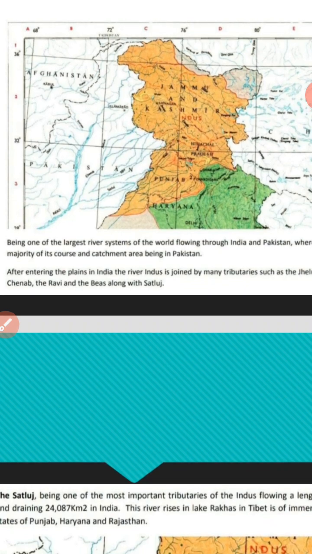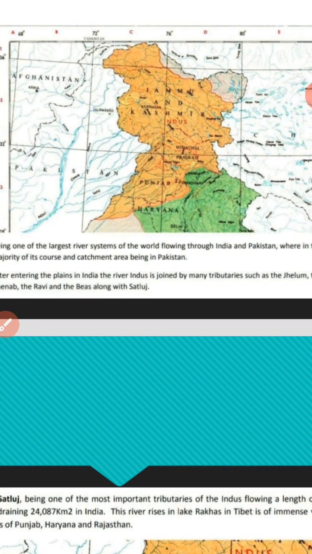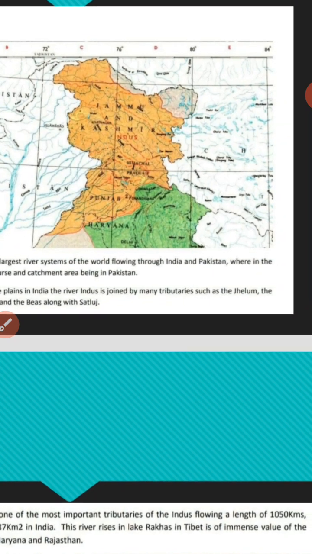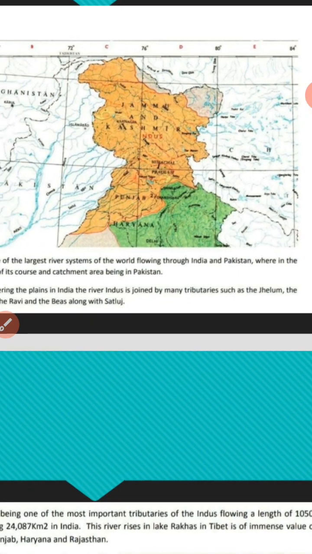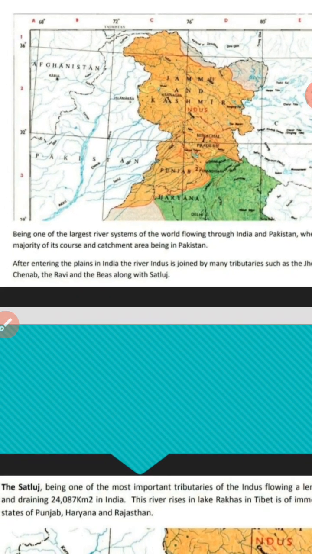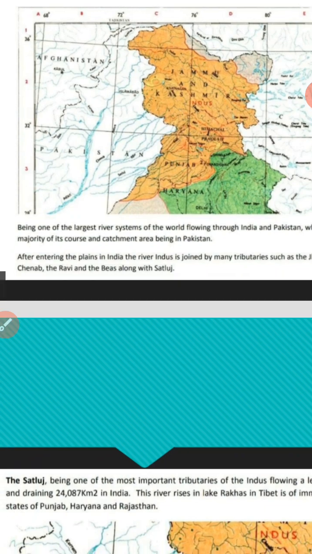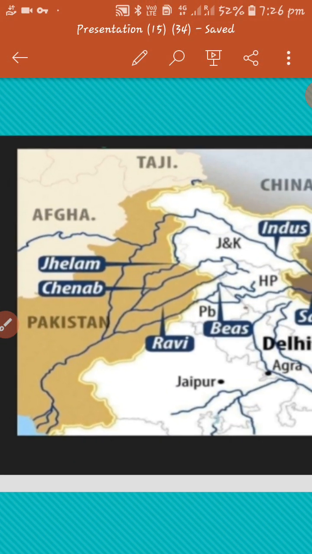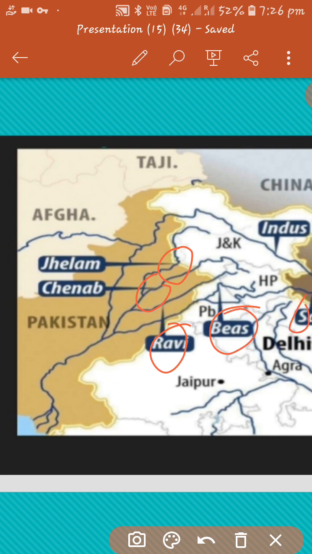After entering the plains in India, the river Indus is joined by many tributaries such as the Jhelum, the Chenab, the Ravi, the Beas, along with the Sutlej. The Jhelum, Chenab, Ravi, Beas, and the Sutlej join the Indus.